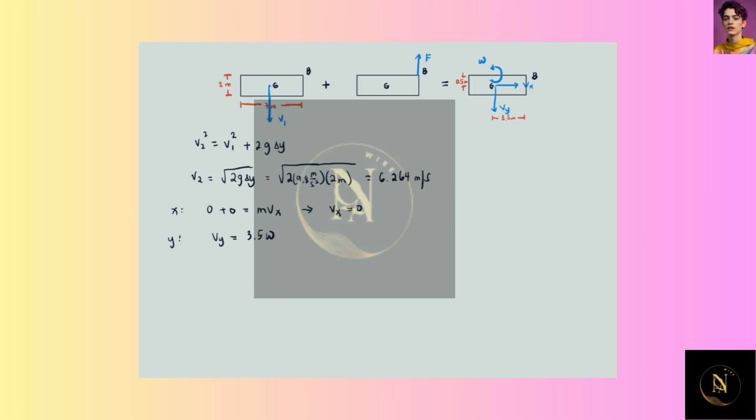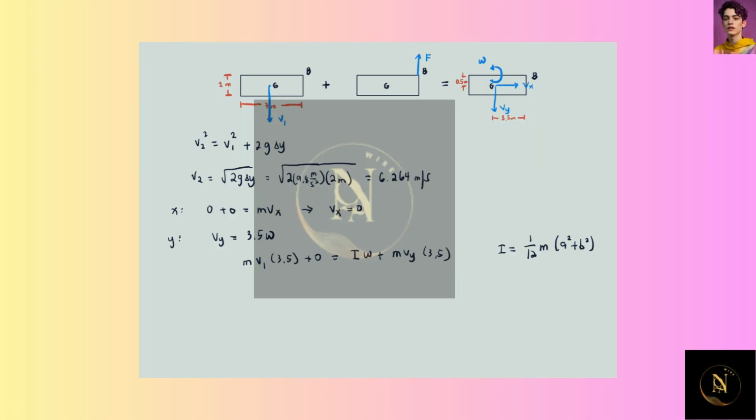Now, solving for the moments about point B, taking the counterclockwise direction as positive, we have the equation m v1 times 3.5 plus 0 equals I omega plus m vy times 3.5. Substituting the values, the moment of inertia is based on the shape, so I equals 1 over 12 times the mass times the sum of the squares of the dimensions.